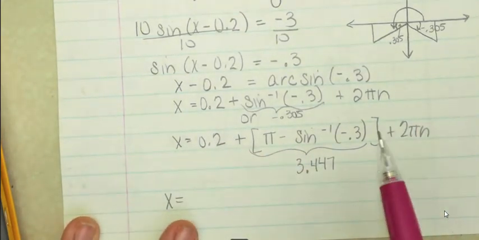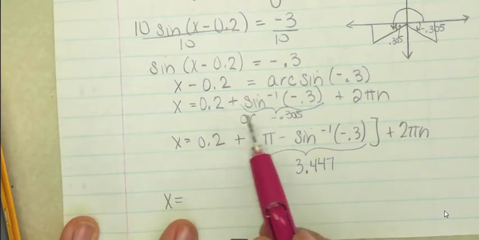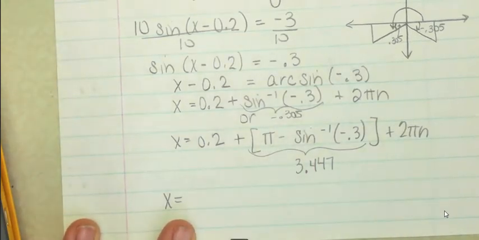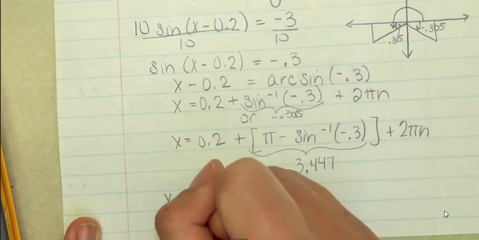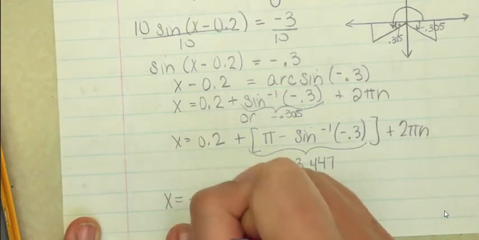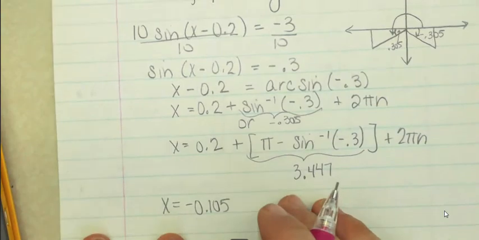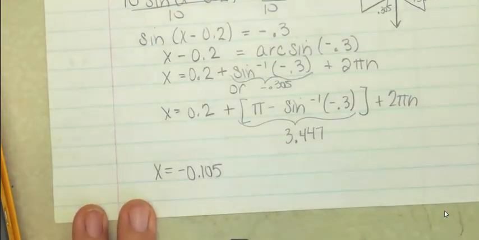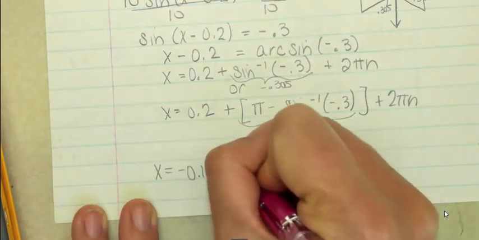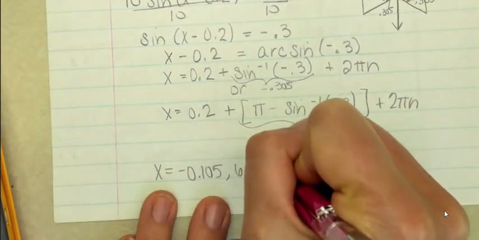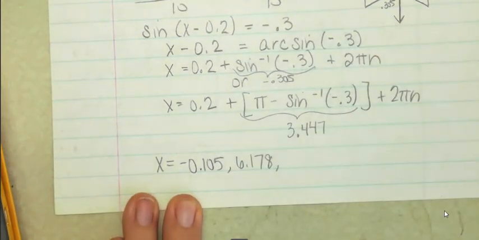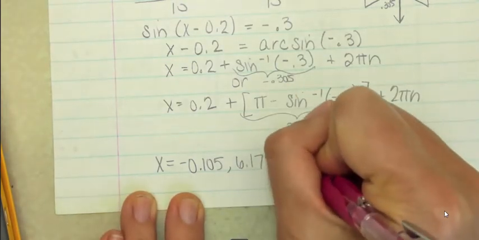So let's see. Maybe just for now, it might be a good idea if I actually do that. 0.2 minus 0.305. So from these values here, I get negative 0.105. Now that's not an okay answer, but then let's add a revolution to that. So I'm going to add 2 pi to that, and I get 6.178. And I'll add another revolution to that. Just adding 2 pi gives me 12.461.